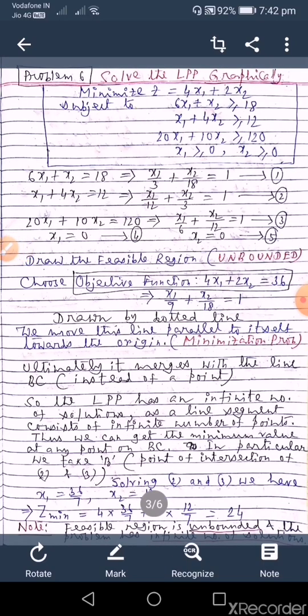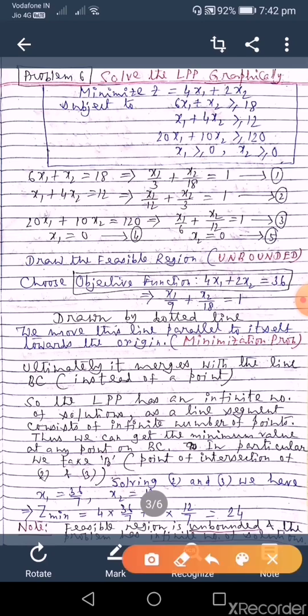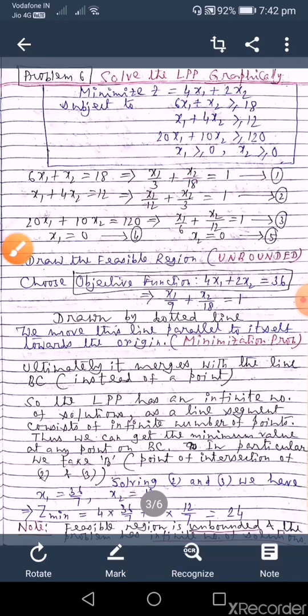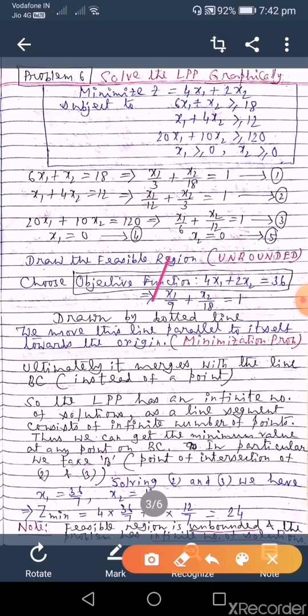This is also a minimization problem. First one is the objective function, remaining all others are constraints. Let us see one by one. First constraint becomes x1 by 30 plus x2 by 18 is equal to 1. It will pass through the points (30, 0), (0, 18), and as this is greater than equal to, 0 greater than 18 is not possible, so the region will be away from origin.